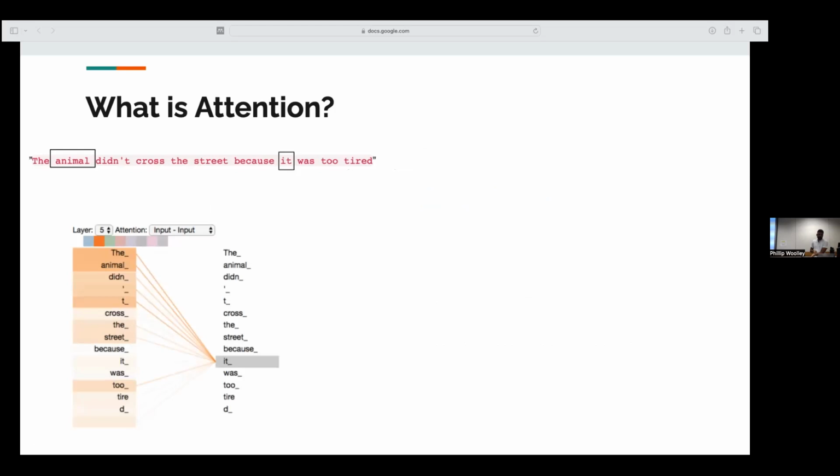So let's take this example. The example here is: the animal didn't cross the street because it was too tired, right? So what does "it" in this sentence refer to? Is it referring to the street or to the animal? For us, it is really easy to understand. It is referring to the animal. But what about an algorithm? That's a really difficult task for an algorithm.